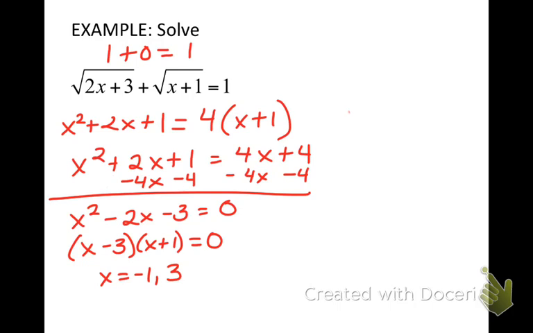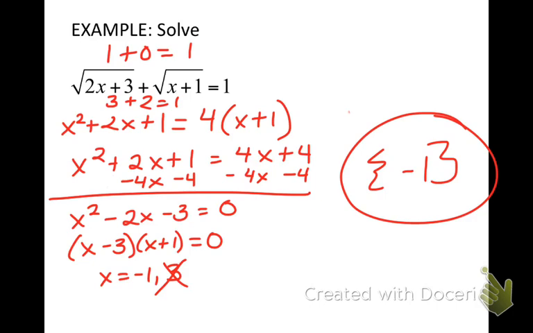Let's check 3. 2 times 3 is 6. 6 plus 3 is 9. The square root of 9 is 3. 3 plus 1 is 4. The square root of 4 is 2. Is 3 plus 2 equal to 1? No. So definitely not 3. So our only solution is -1.